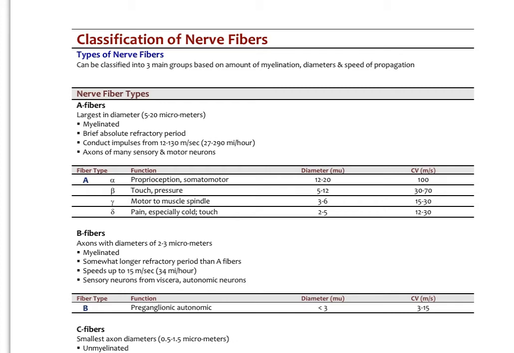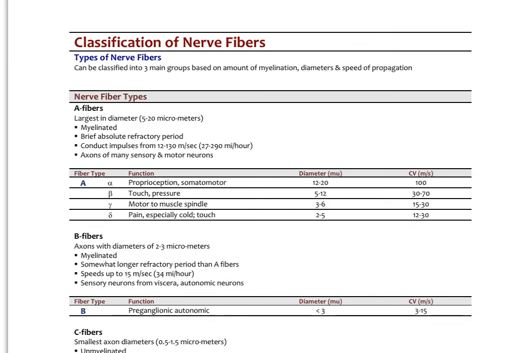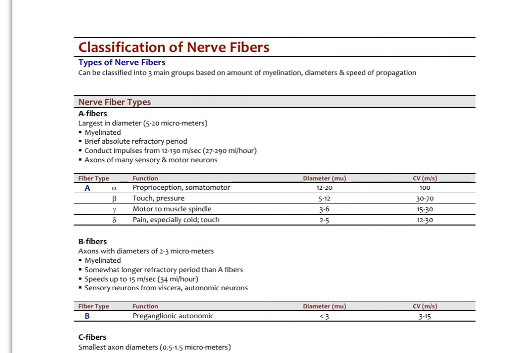So A fibers are further divided into alpha fibers and those are present in your proprioceptors, like in the muscles that sense your muscle balance. And these are the conduction velocities over here, so 100 meters per second there. And that's important, as your body in space needs to balance itself. You need very quick updates of information as to where your muscles are.